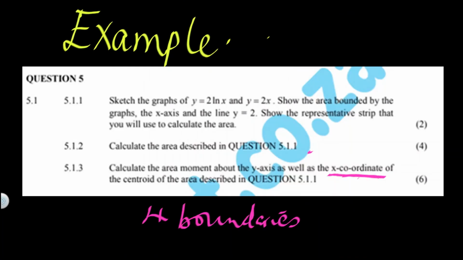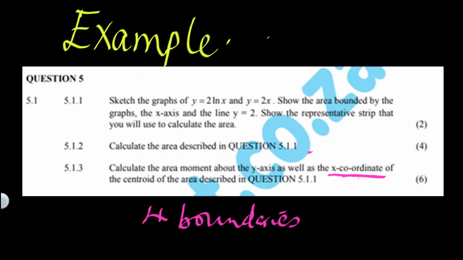The following question wants us to calculate the area moment about the y-axis. Very important here, so that you know which approach to use, because when you say about the y-axis, we mean that our reference axis is the y-axis. In fact, this is quite a leading question. If they had not told us, we were still going to calculate the moment of area about the y-axis, because we need it if we're going to find the x coordinate of the centroid.